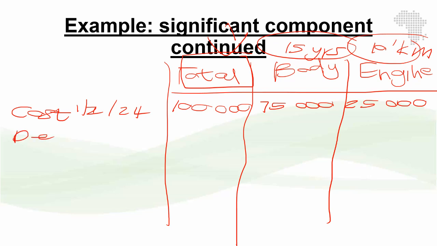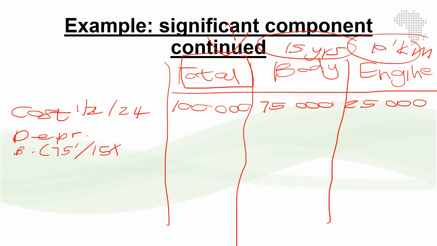So how will I then calculate the depreciation for this asset? The first one we will look at is the body. So how do I calculate the body? Remember, we said depreciation is calculated based on the depreciable amount. What's the depreciable amount? It's cost minus residual value. We're not given a residual value in this question, so my depreciable amount is the 75,000 Rand. We divide by the total estimated useful life, which is 15 years.